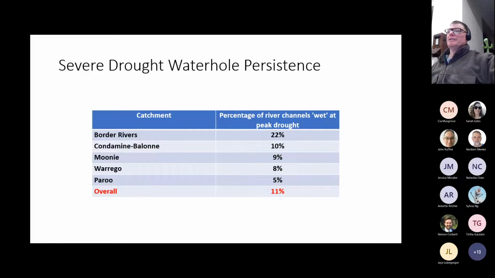I think the Condamine Balonne was a little bit boosted because there was the stock and domestic release from Beardmore Dam during the drought, which had some good benefit in sustaining some waterholes that probably otherwise would have dried.